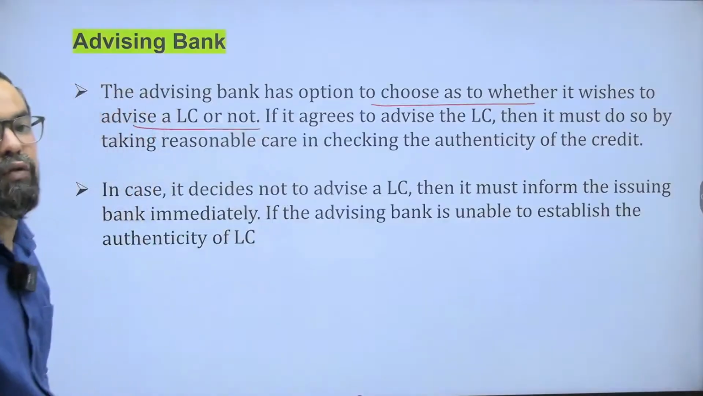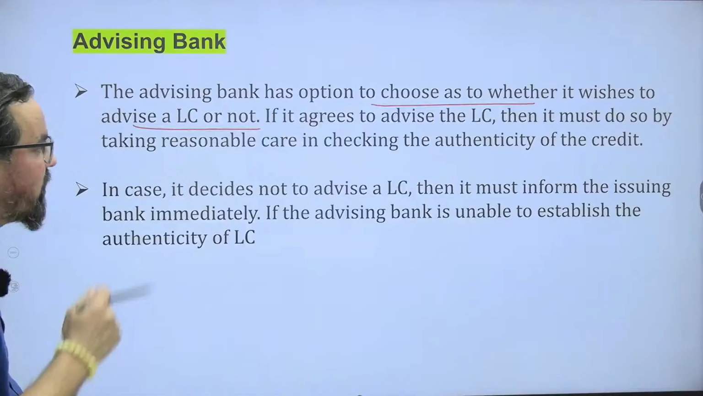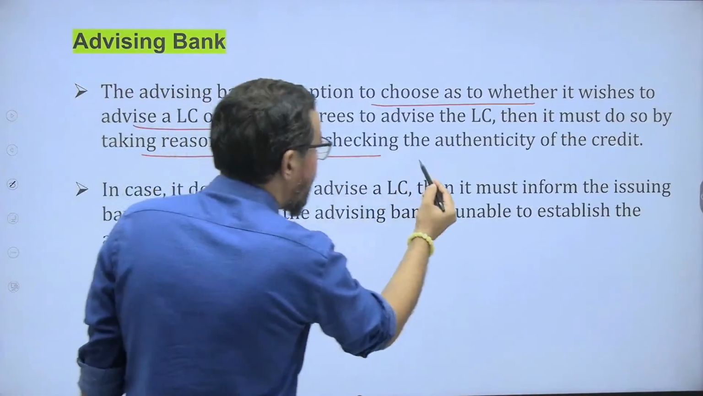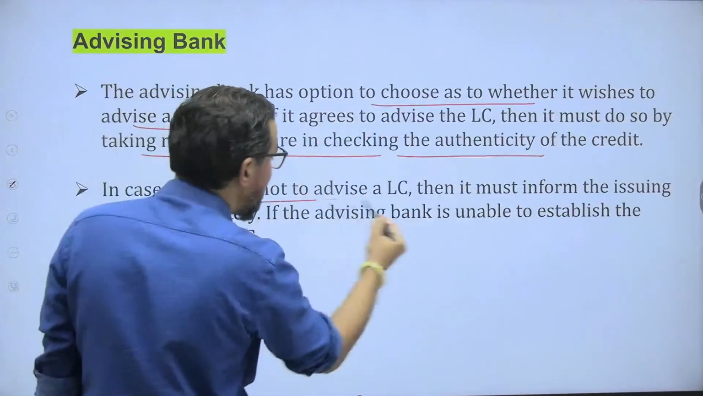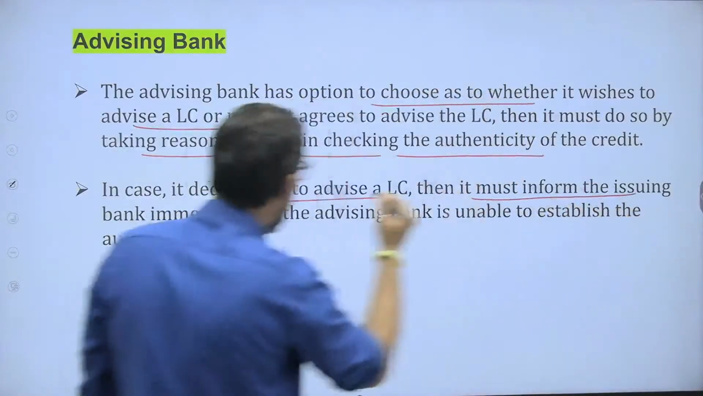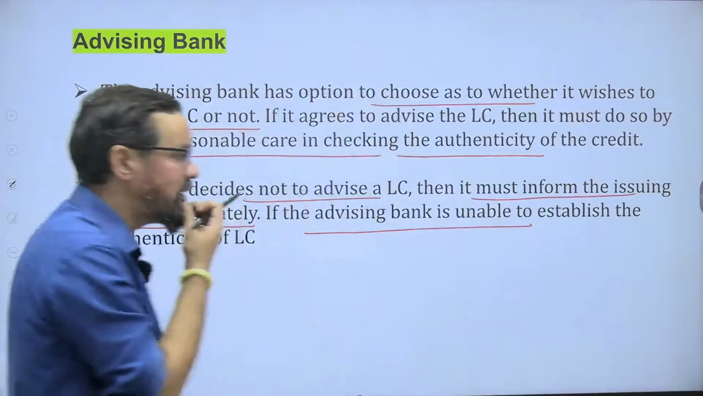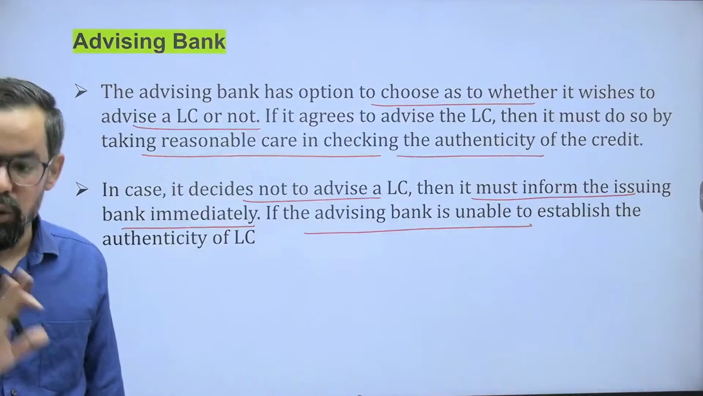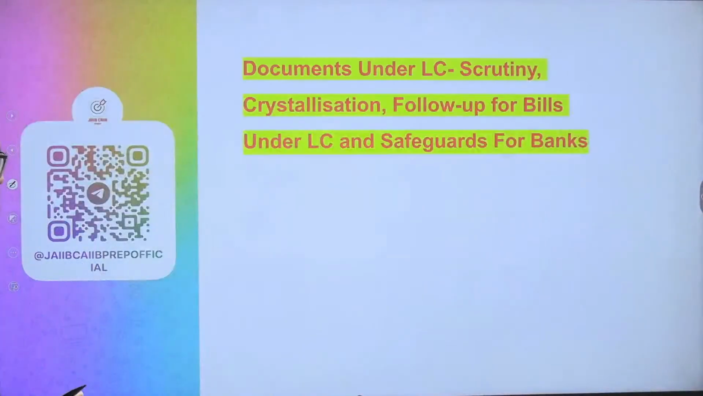Okay. The advising bank has the option to choose whether it wishes to advise the LC or not, but they have to inform it immediately. Okay. So if it agrees to advise the LC, then it must do so by taking reasonable care of checking the authenticity of the credit. In case it decides not to advise the LC, then it must inform the issuing bank immediately, if the advising bank is unable to establish the authenticity of the LC itself. They do have that option. They can advise or they can ignore that particular one, right?